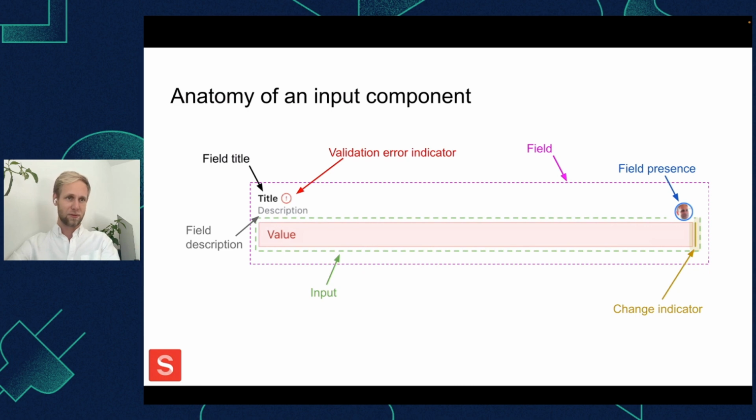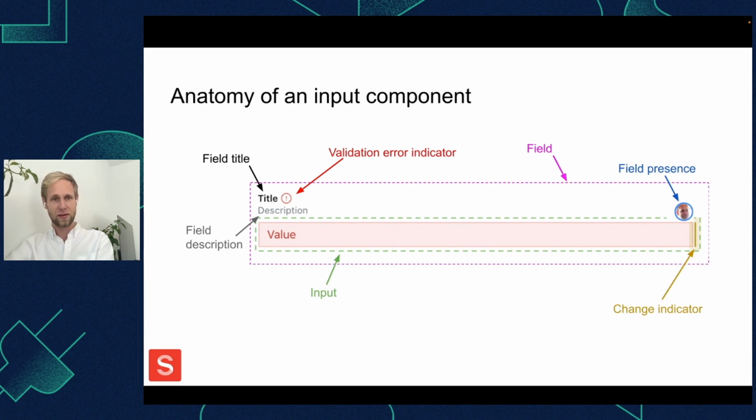So just briefly, the anatomy of an input component, there's a lot of things going on here, which you might not think about usually. So there's the field title and the description. There are validation errors and warnings. There is field presence, which shows who's currently in that field or has that field focused. There is a change indicator, which shows whether or not a field has changed since it was last published.